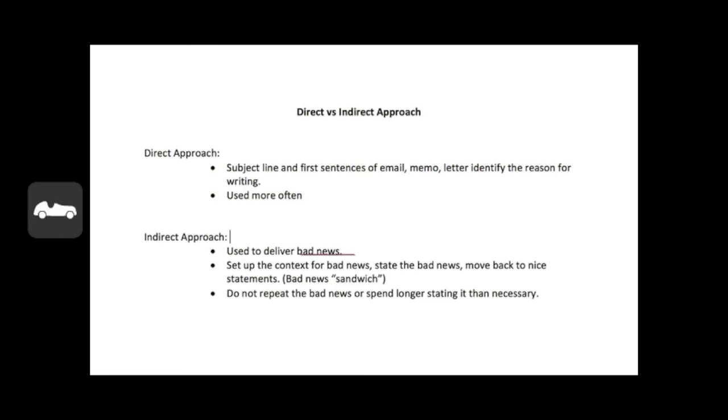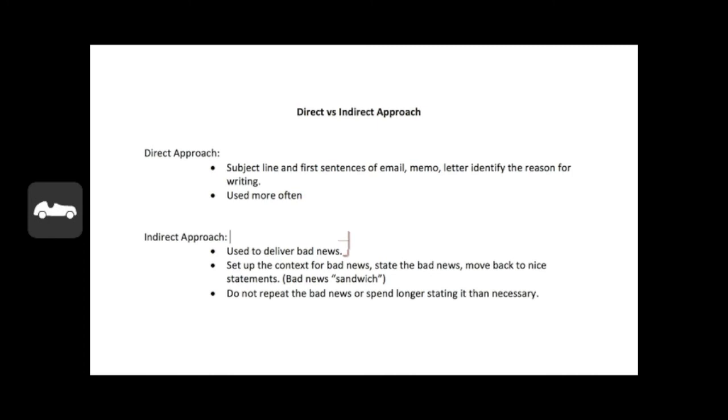Okay, so when I'm using the direct approach, again, that's the subject line of the first sentence of the email, letter, memo, identifying the reason for writing, and this is what we're going to use 9 times out of 10. But every once in a while, I need to tell somebody something they really don't want to hear. And if I'm thinking about my reader and how my reader wants to hear bad news, you don't want to hear bad news in the very first sentence.